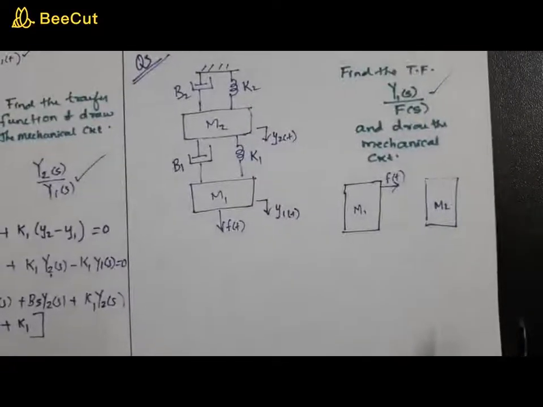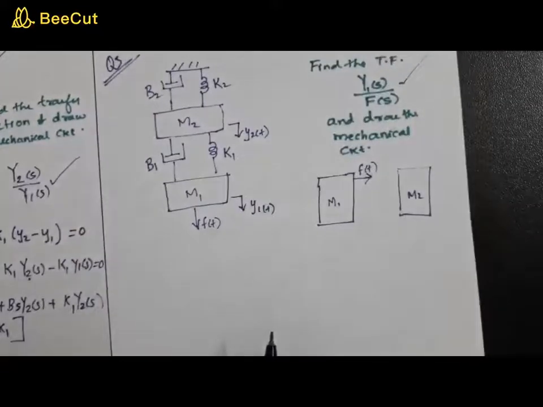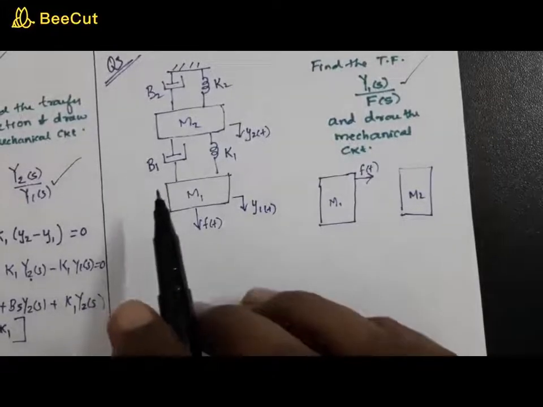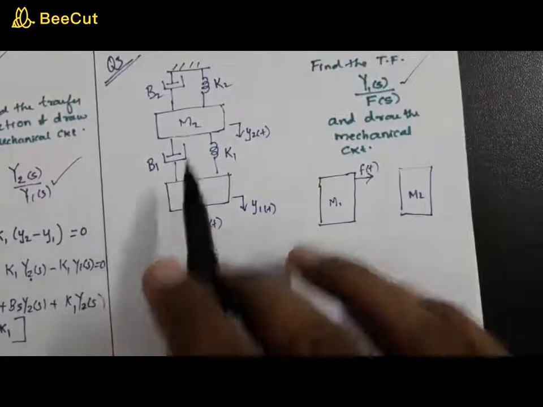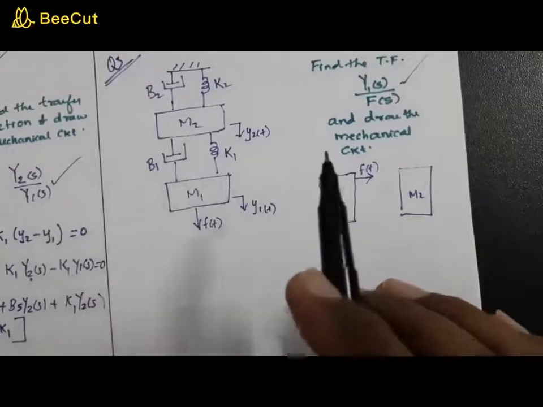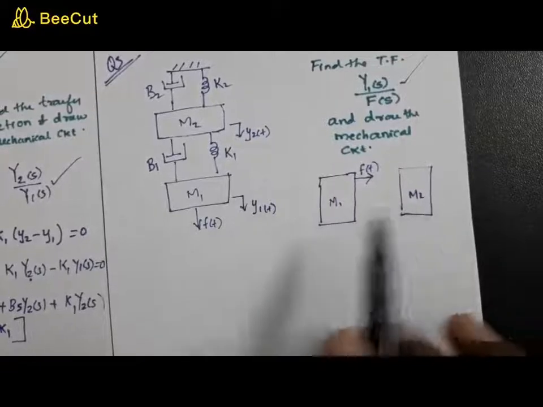Okay. Now the first step of approaching this problem is to draw the free body diagram. As I told you earlier, the free body diagram depends on the number of masses. So in this system, you have 2 masses, M1 and M2. That means you have 2 free body diagrams corresponding to mass 1 and mass 2.